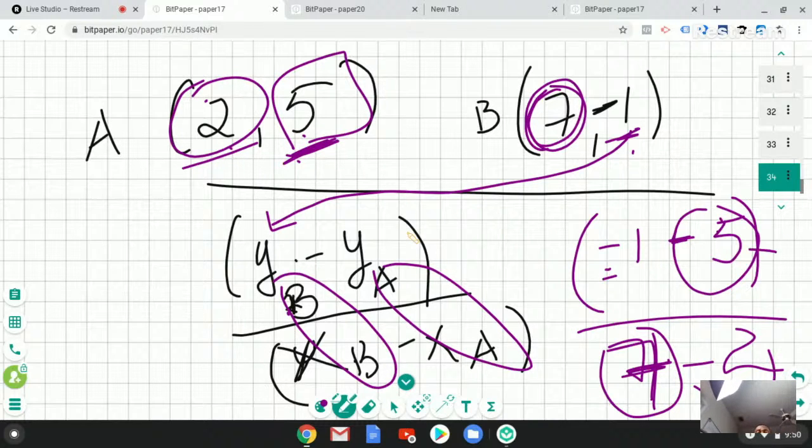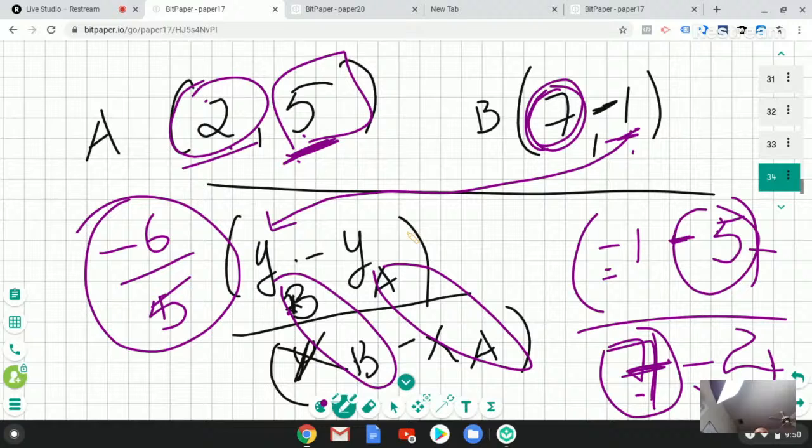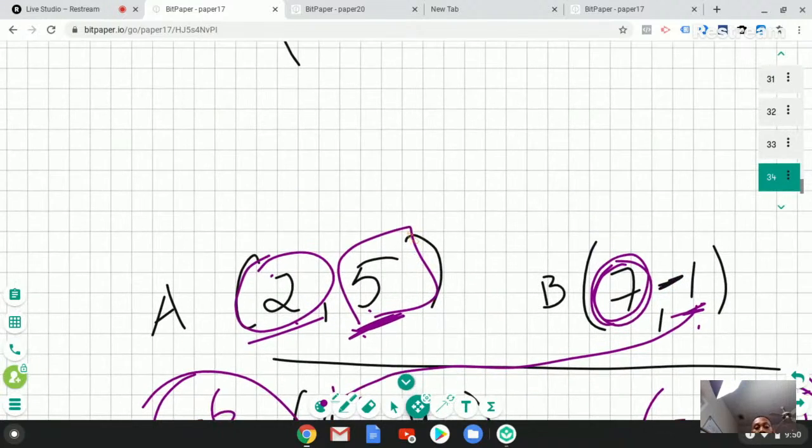So what you have, -6 over 7 minus 2 is 5. And that's the slope. Notice you could have started with A. It would still give you the same slope. So all you have to do is just be consistent.